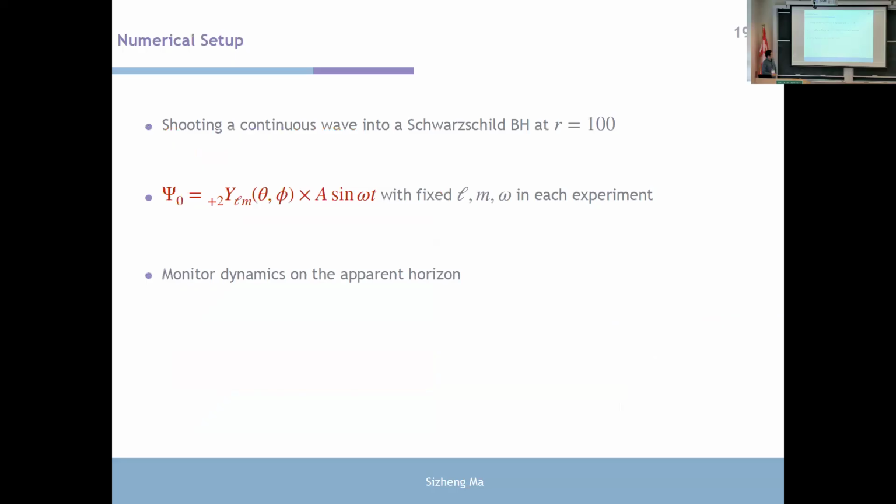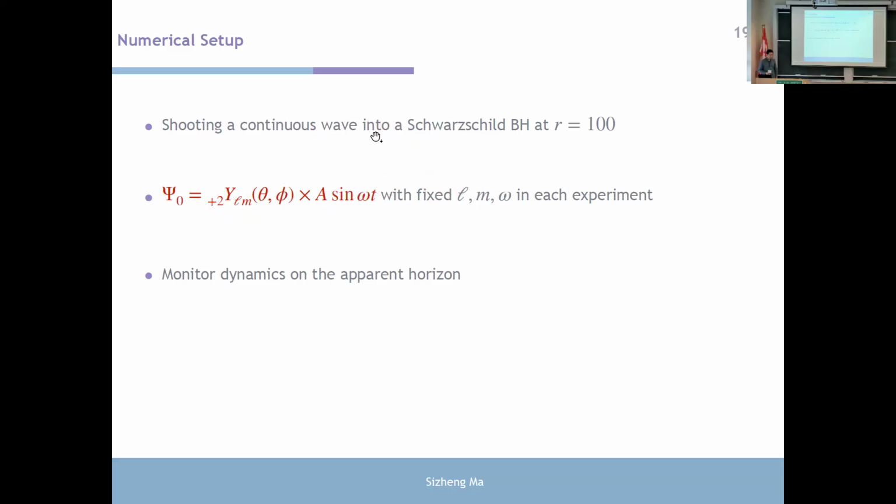This is our numerical setup. Here we shoot a continuous wave into a Schwarzschild black hole at a far distance. We do this by specifying the Weyl scalar psi4 at the outer boundary. Here, this psi4 is decomposed into the spin-weighted spherical harmonics and multiplied by a time-dependent function.